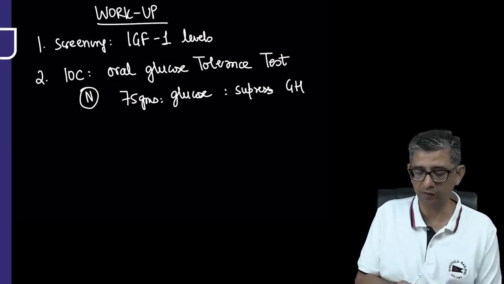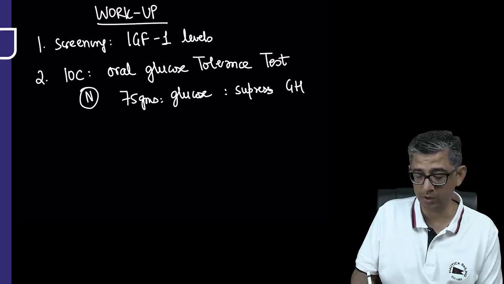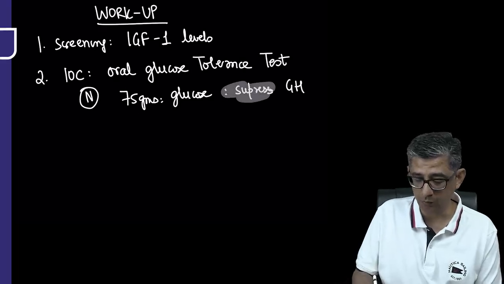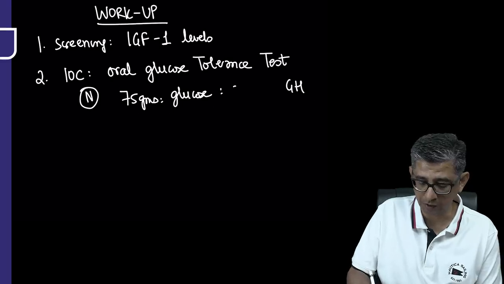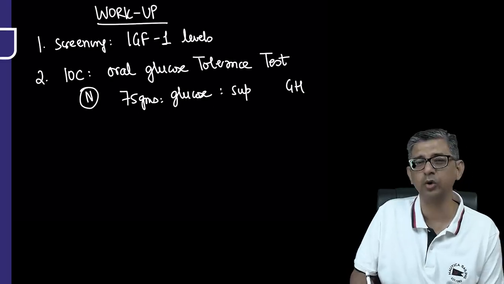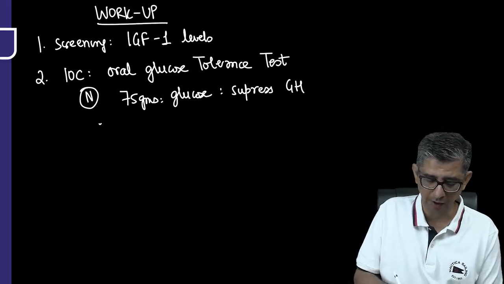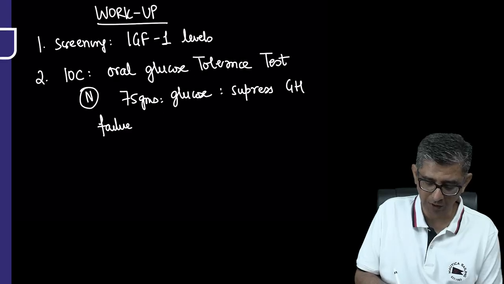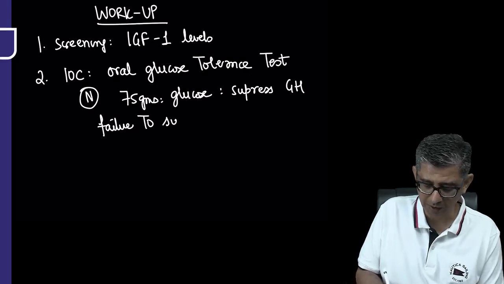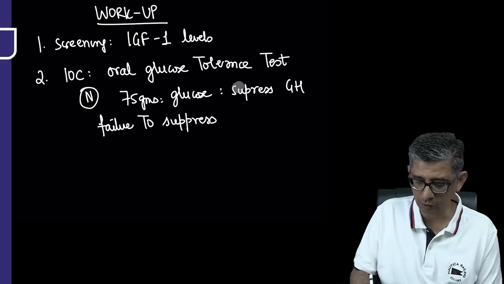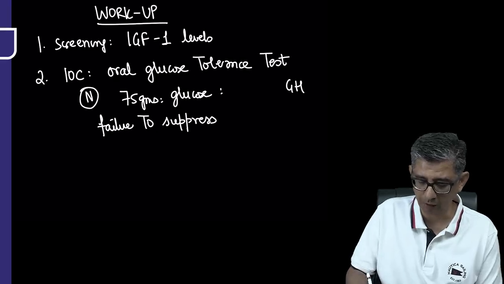This is for normal people, but a pituitary tumor is not going to respect physiology. If you give 75 gram glucose, it is supposed to cause suppression of the growth hormone, but a tumor will not respect physiology. Rather, the tumor will say, I'm going to go my way. As a result, the interpretation given in the question will say failure to suppress. That's the important statement from the exam perspective.